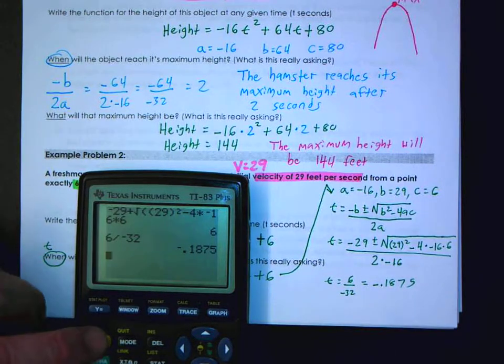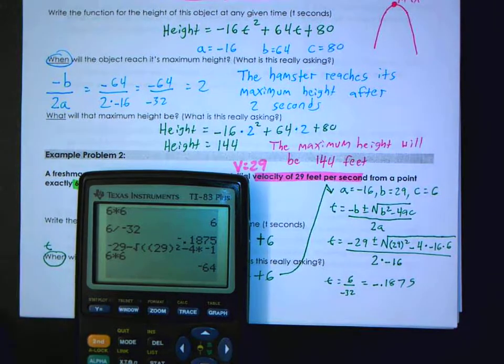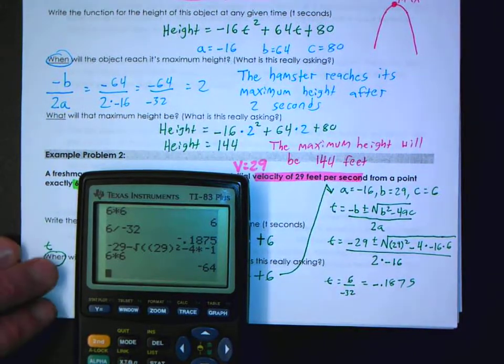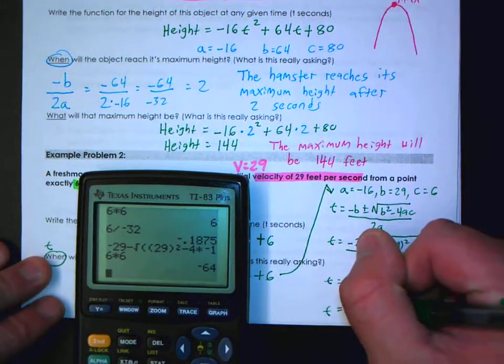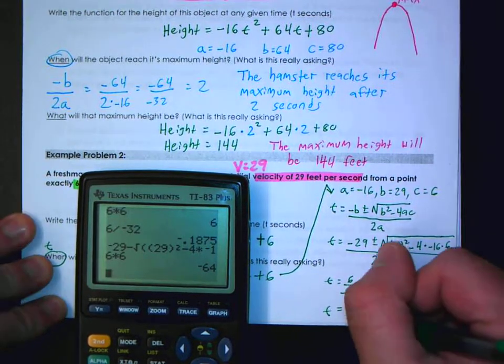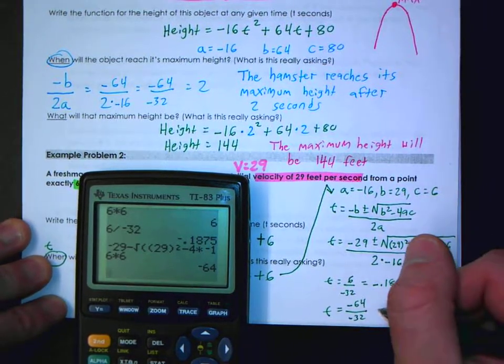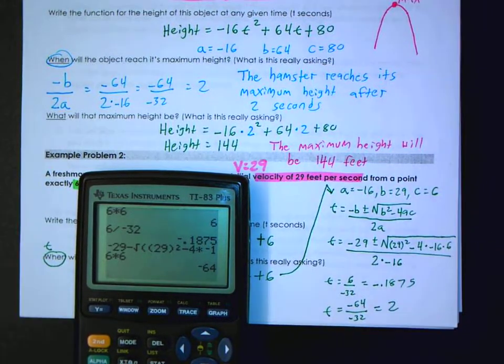Now the other one is with the minus. And that's negative 64. 2 times negative 16 is still negative 32. And negative 64 divided by negative 32 is 2. So I found it hits the ground after 2 seconds.